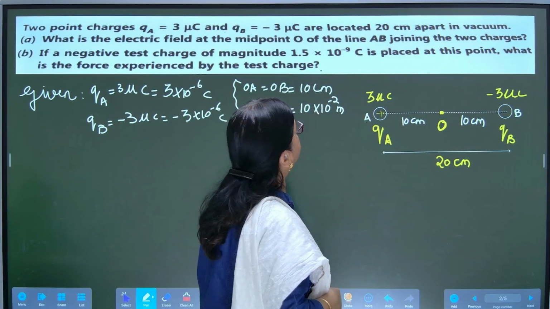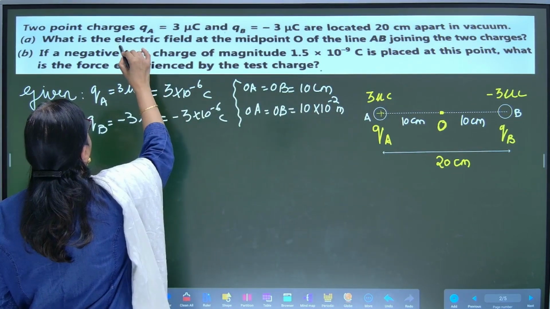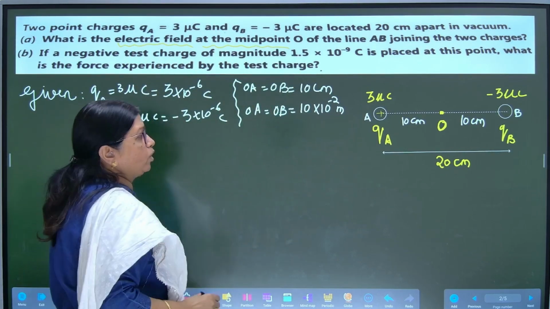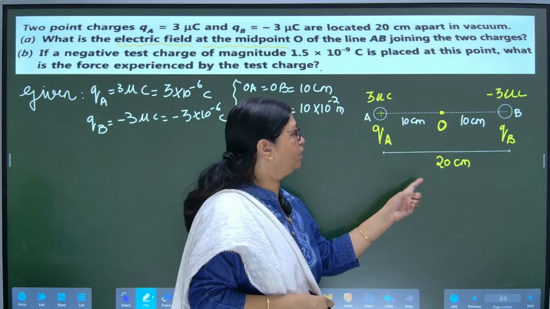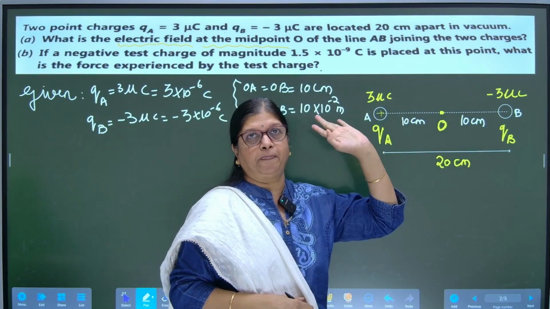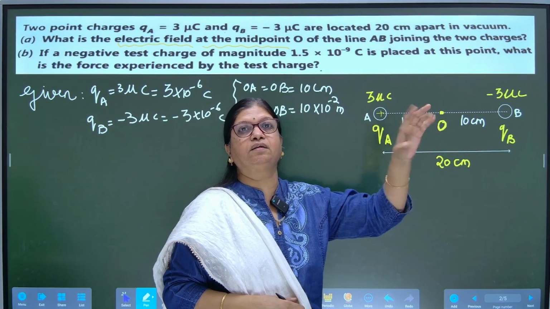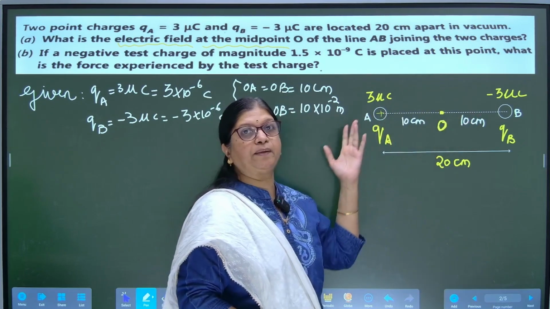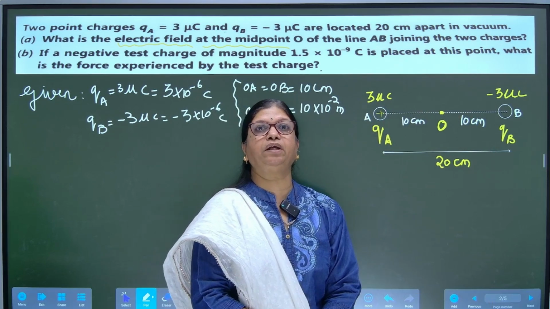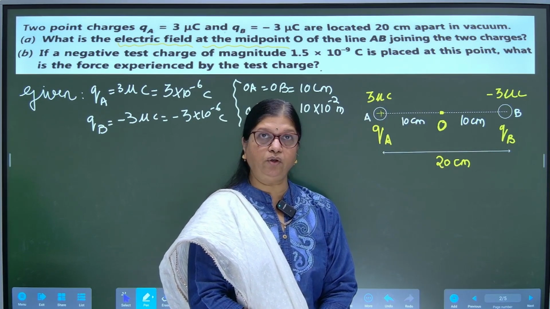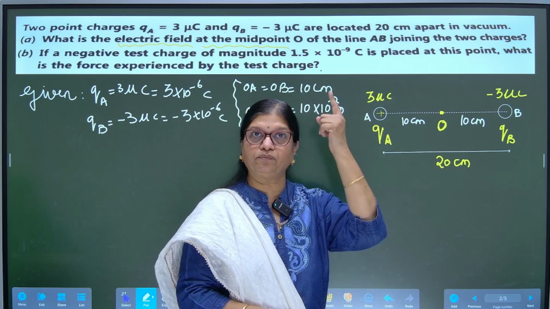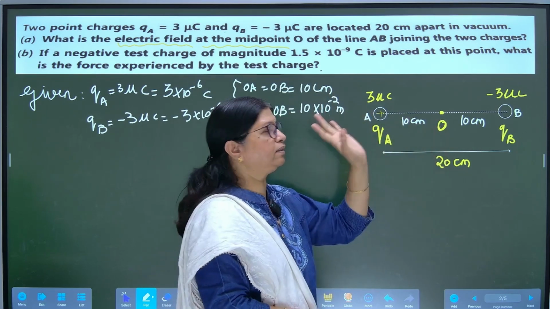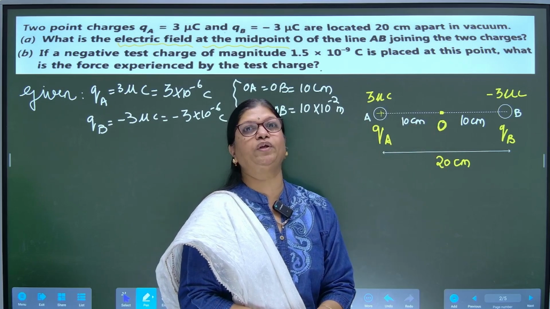Okay, so now we must know the electric field at the midpoint. Because it is written midpoint, I have broken 20 centimeters into two parts. Now at the midpoint or at any point between the two charges of a dipole, this is the dipole, what should the electric field intensity be? 0 or some value? Again, go back. It should not be 0. It cannot be 0 somewhere in between. So we have to calculate.